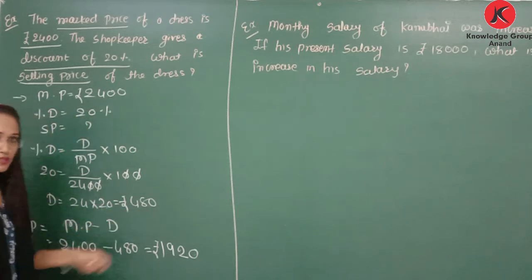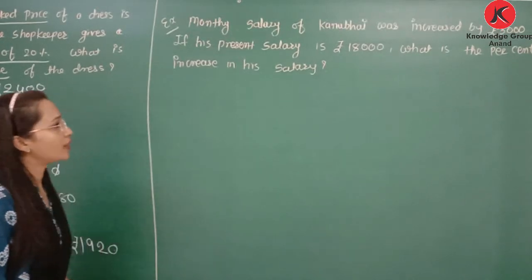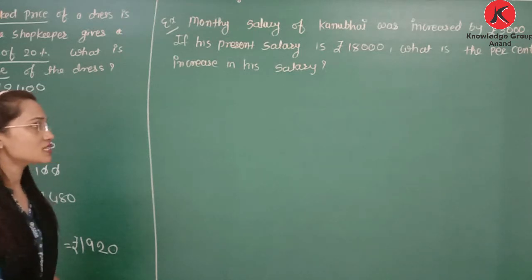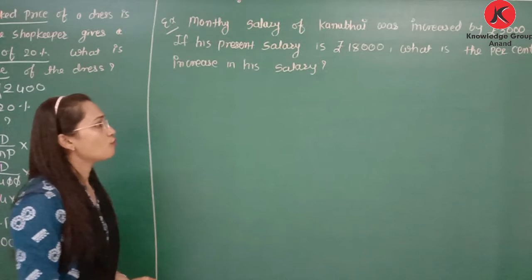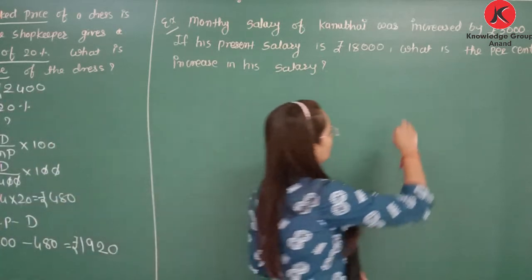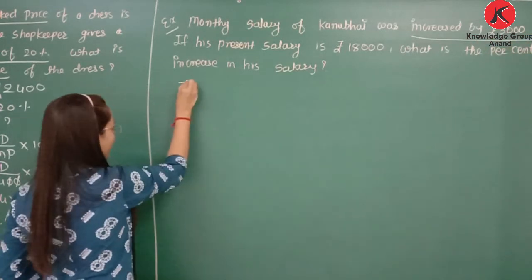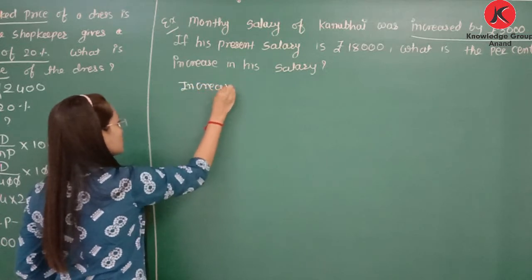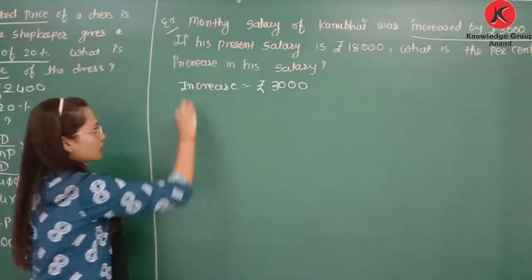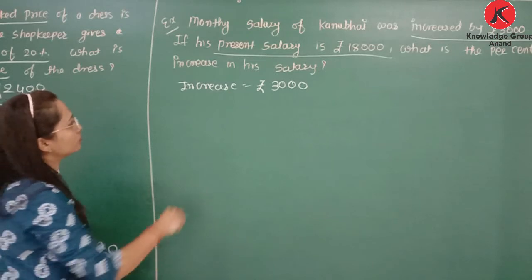Now next one, monthly salary of Kanubai was increased by 3,000 rupees. If his present salary is 18,000, what is the percentage increase in the salary? So here, how much increase in the salary? That is 3,000. So whatever information is given, we can write a list. That is 3,000 rupees increase. What is the present? Means 18,000.